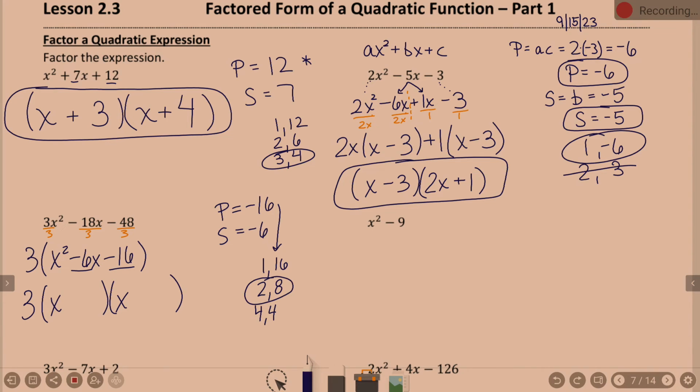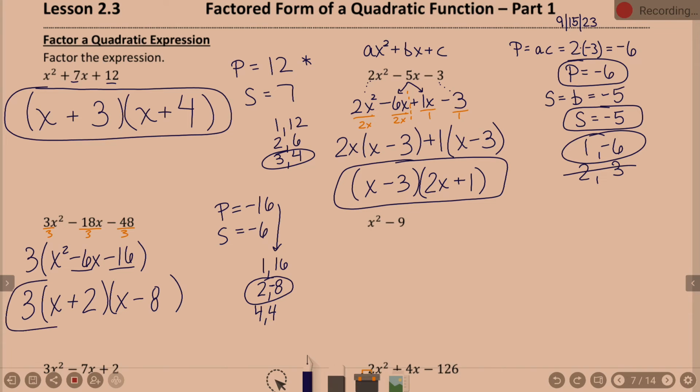If it multiplies to be a negative, I need one sign to be a negative. Which one did you guys say is negative? 8, because negative 8 plus 2 is negative 6. What do I do with that 2 and that negative 8? Put positive on one of them, negative on the other. You put x plus 2 in one parenthesis, the minus 8 in the other parenthesis, and guess what? It works. We're done.